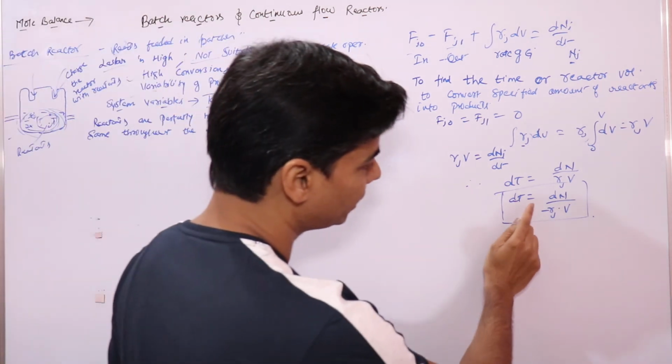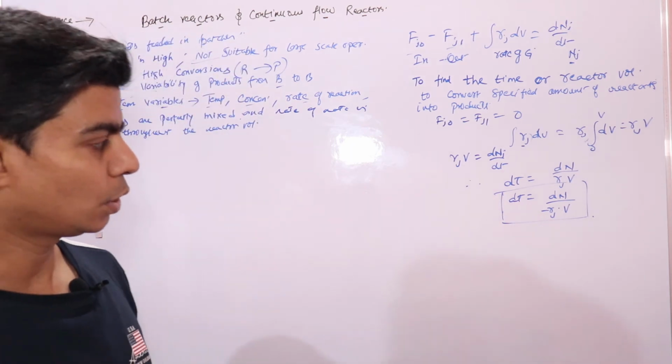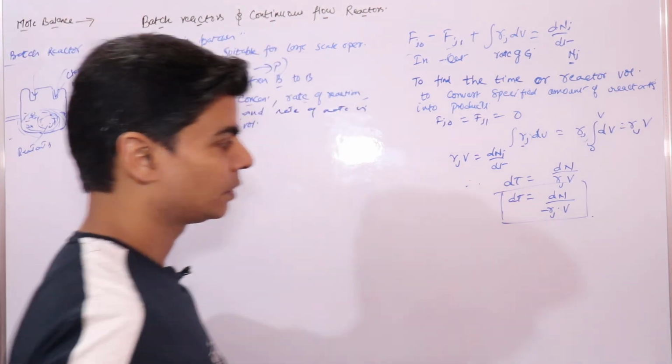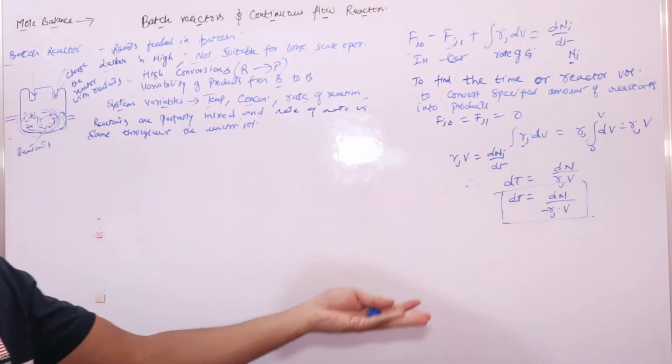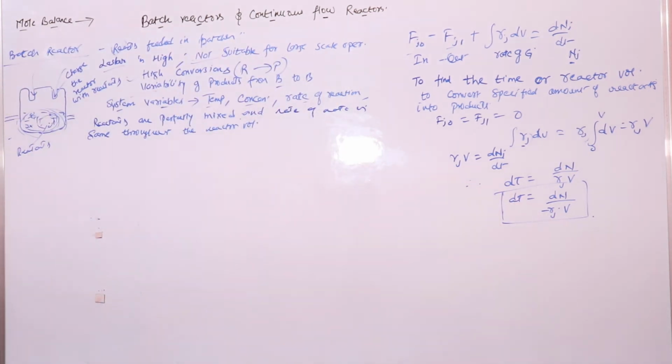So what we got here is the time. If you integrate this further, you will get the time to convert the specified amount of reactants into products. And why do we have a negative sign? Because the concentration of reactants goes down, so we have a negative sign over there.